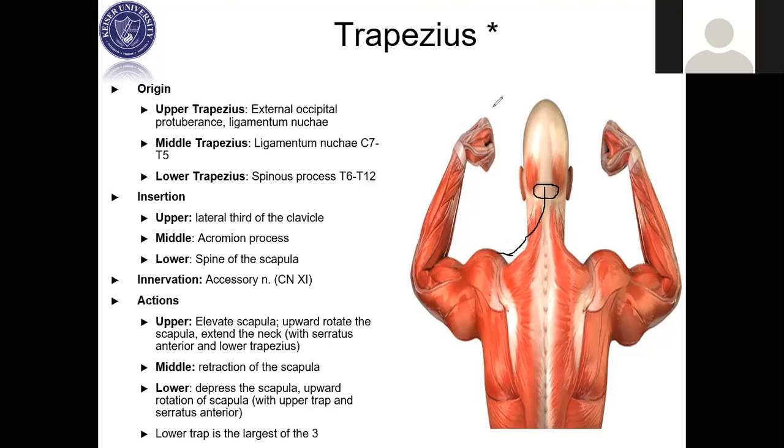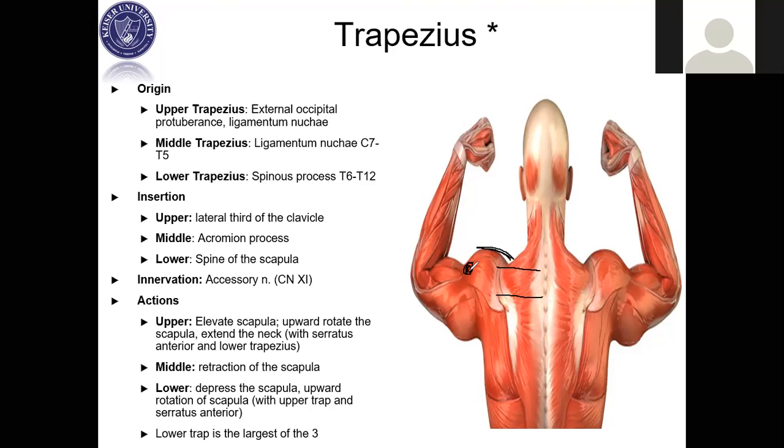The middle trap basically is this area here. It comes from this area to this area. Middle trap goes from C7 to T5. It comes from the spinous processes of C7 to T5. It inserts onto the acromion process of the scapula. So upper trap inserts on the clavicle, middle trap inserts on the acromion process.